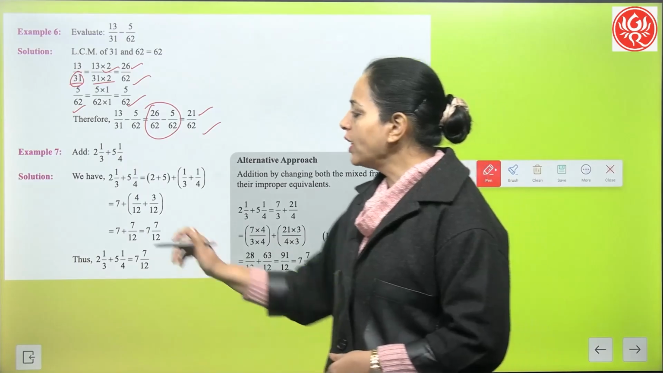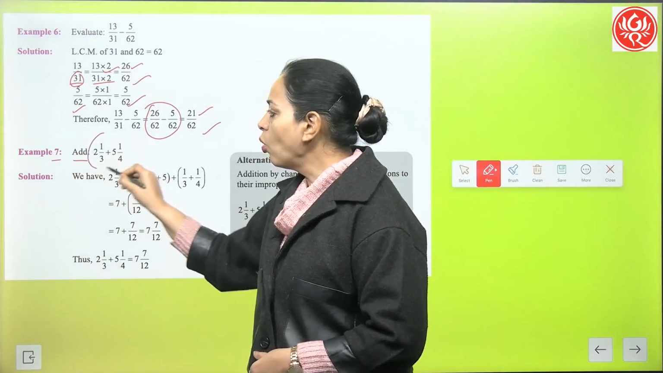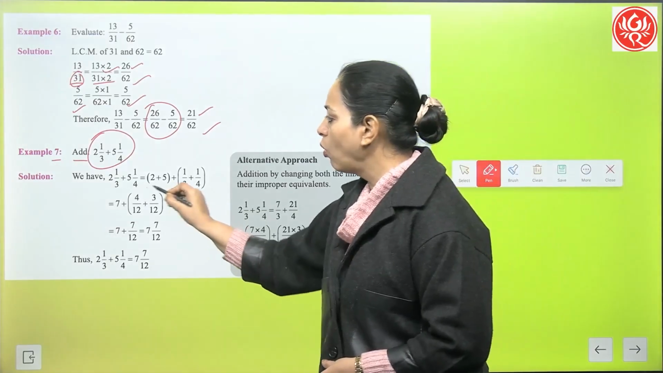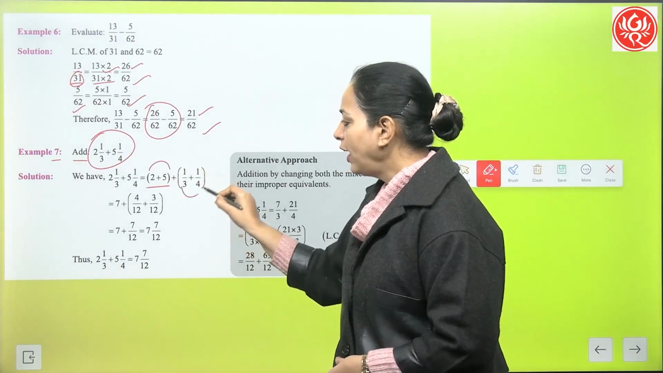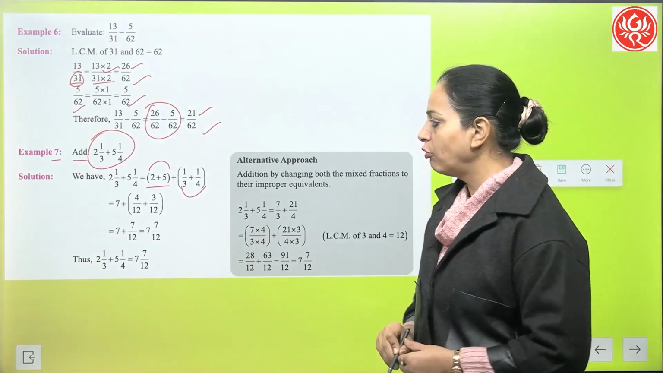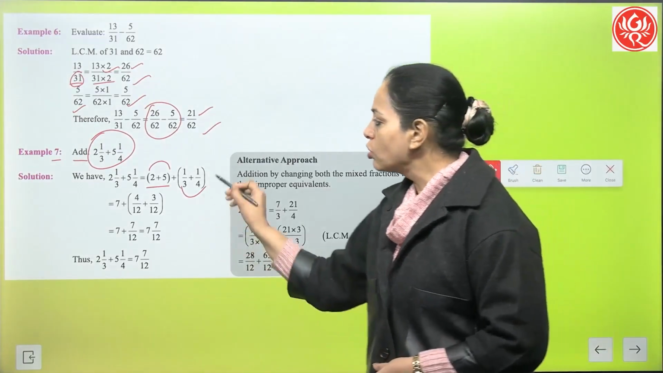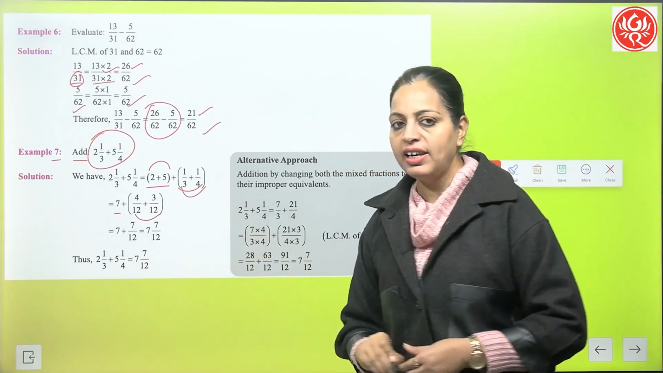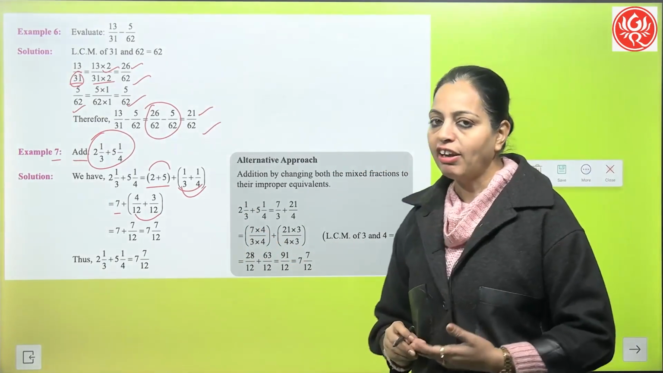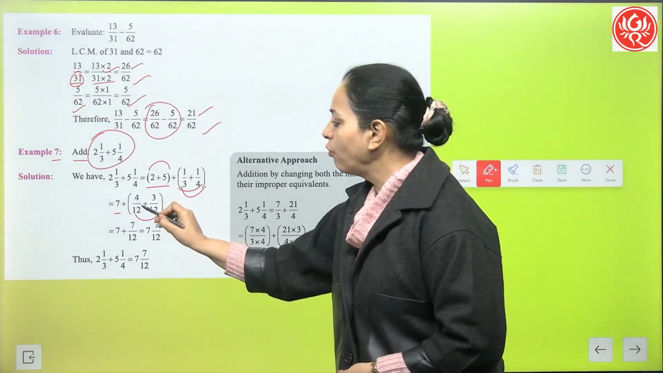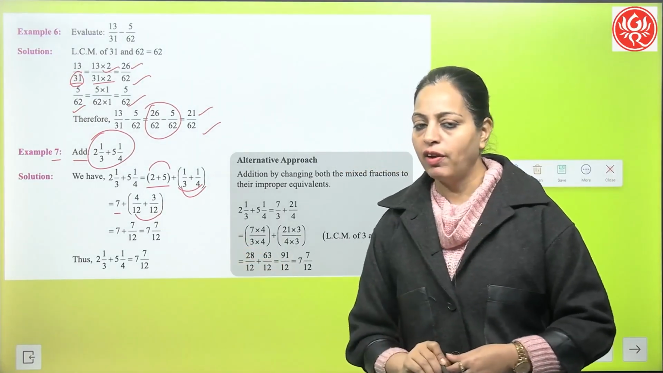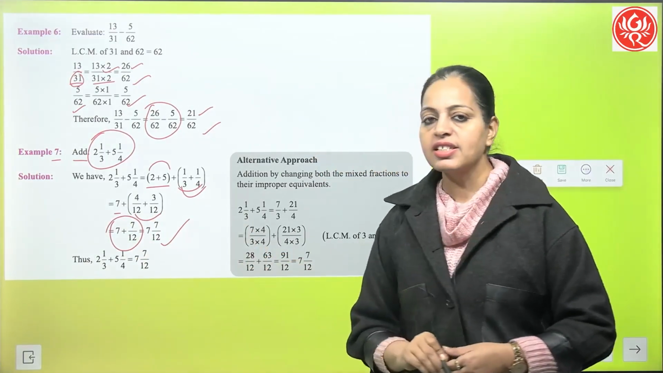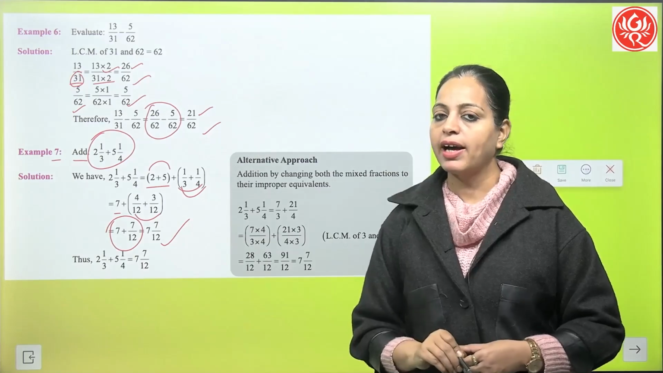Okay. Now example 7, add 2 whole 1 by 3 plus 5 whole 1 by 4. So take the whole parts 2 plus 5, which is 7, and take the fractional parts 1 by 3 plus 1 by 4. How will we add these two? These are unlike fractions. First we will change them into like fractions. So we are getting 4 by 12 plus 3 by 12, which means 7 by 12. So the answer is 7 whole 7 by 12.